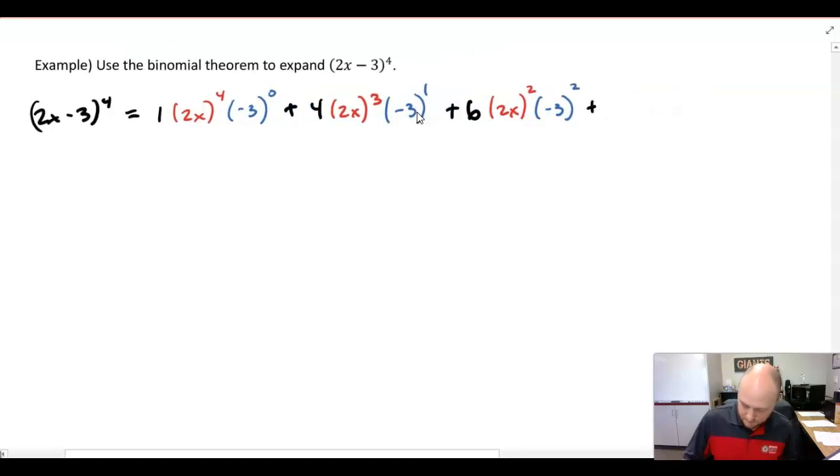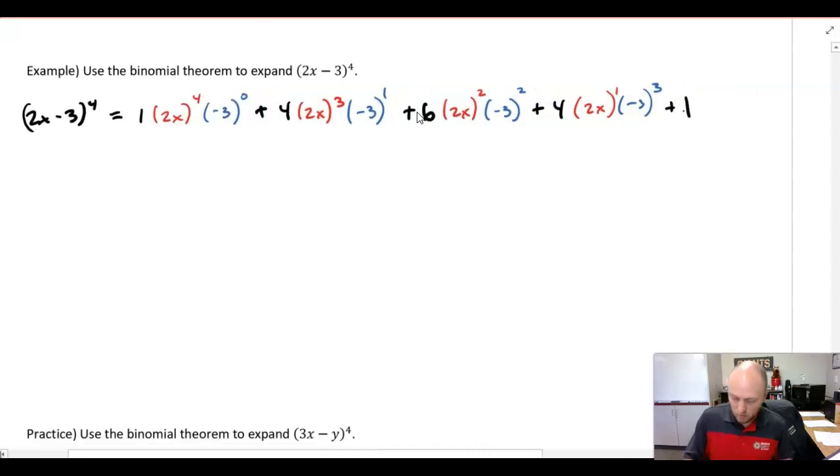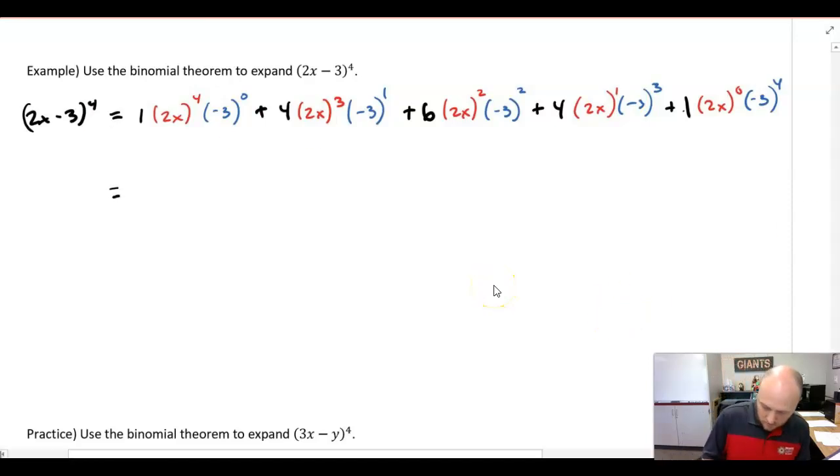Plus 4 times my first term, again, 2x to the power of 1, times my second term, negative 3 to the power of 2. No, to the power of 3. Plus my last term, 1 times 2x to the power of 0. Again, that's going to go away, times my last term, negative 3 to the power of 4. Okay, and so now I just need to go ahead and compute these.